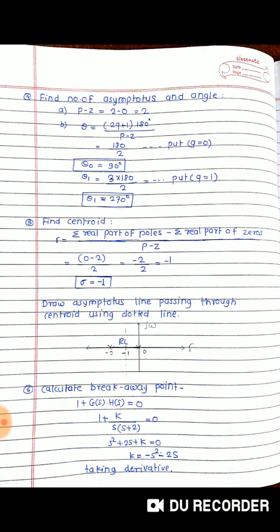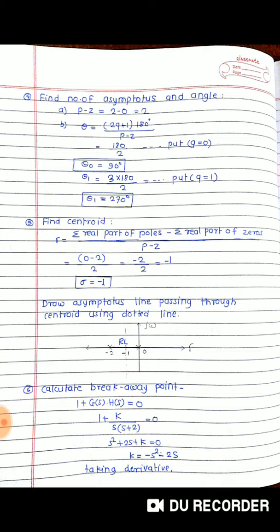As this is a unity feedback system, H(s) is 1 and G(s) is given as K divided by s into bracket (s plus 2). We will solve this for the equation. Therefore we got the equation s squared plus 2s plus K is equal to 0.